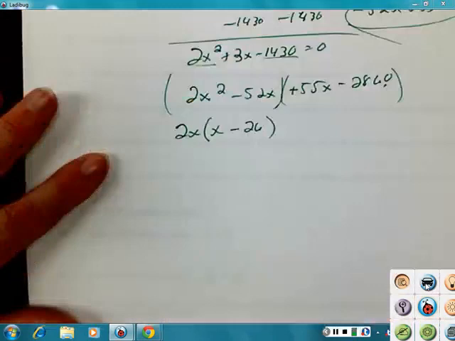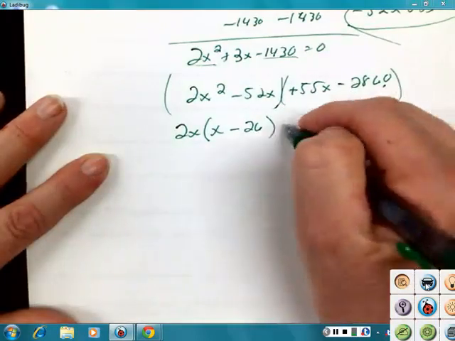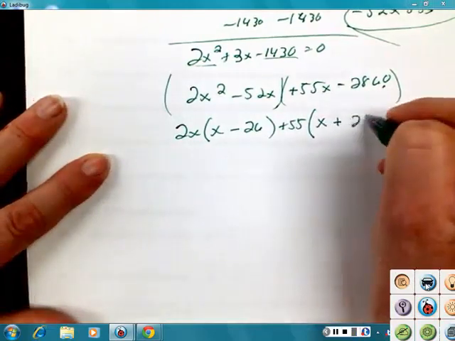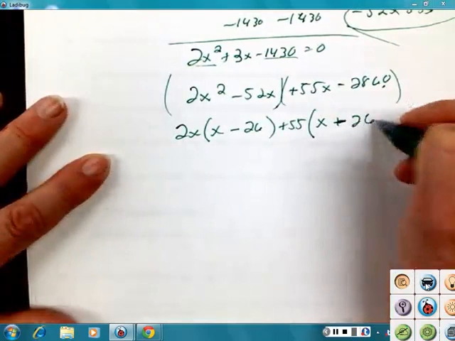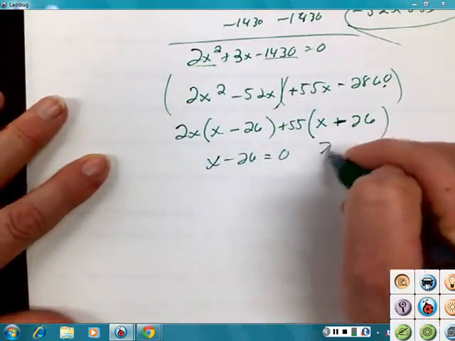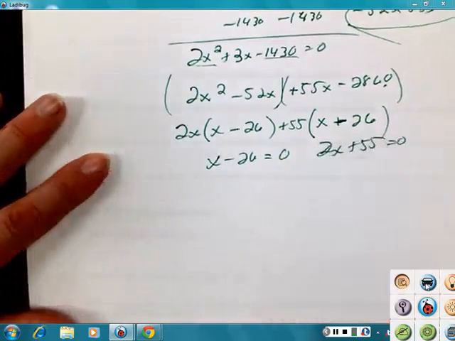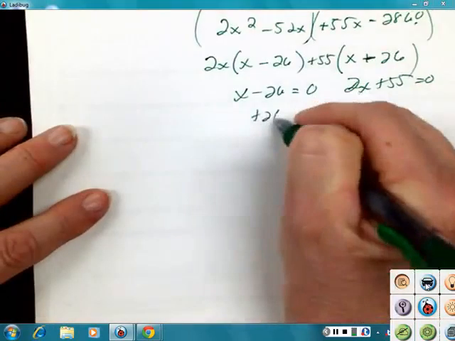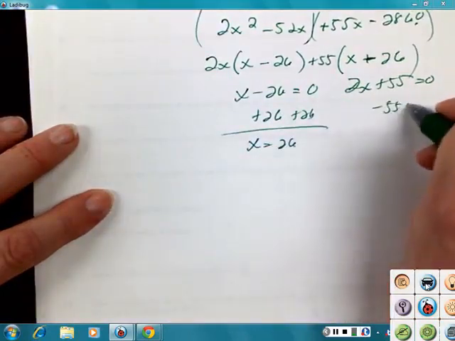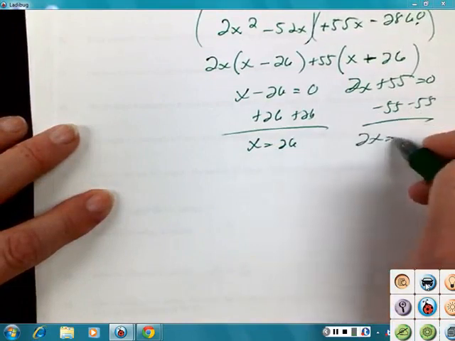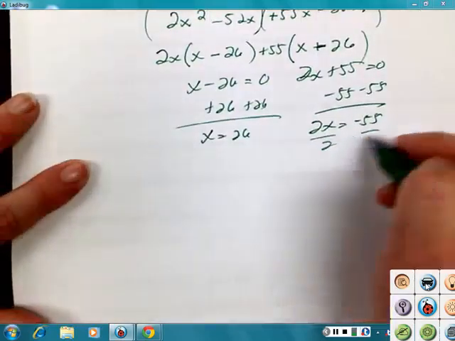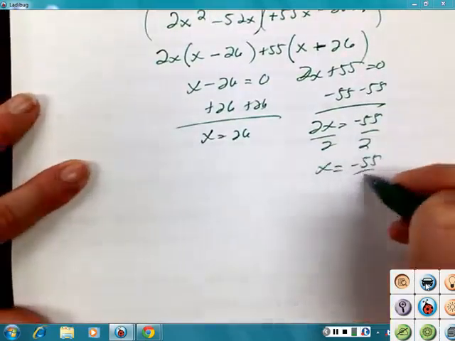Over here, pull out a 55. So I get x minus 26 is equal to 0. And 2x plus 55 is equal to 0. Add 26. Subtract 55. And that one's a pretty nasty problem. Divide by 2. X equals a negative 55 divided by 2.